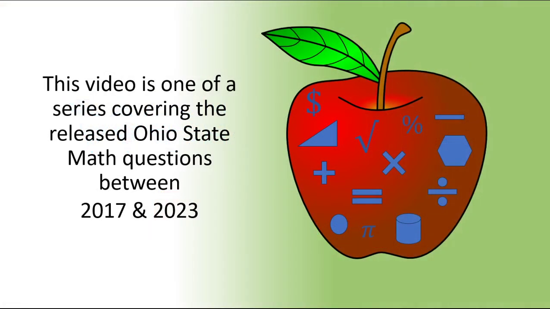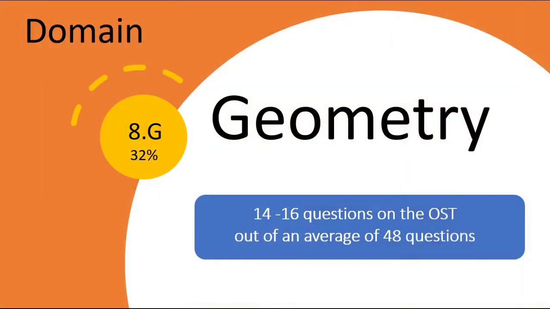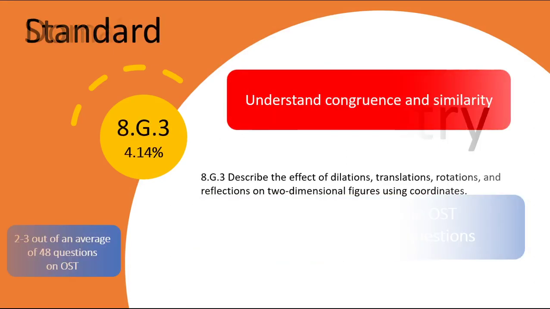This video is one of a series covering the released Ohio State math questions between 2017 and 2023. Geometry makes up almost one-third of the test questions. Standard 8.G.3. Understand congruence and similarity. Describe the effect of dilations, translations, rotations, and reflections on two-dimensional figures using coordinates.